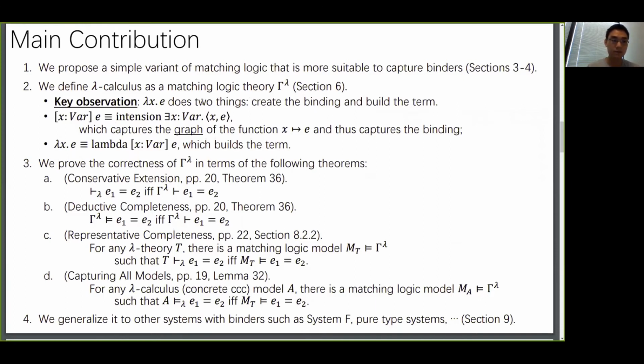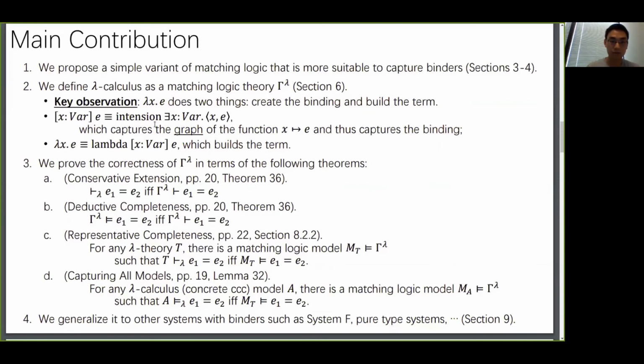Secondly, we use lambda calculus as an example and define it as a matching logic theory, gamma lambda. The key observation is that lambda x. e does two things at a time. It creates the binding of x in e and also builds a term lambda x. e. In matching logic, we separate these two. We first use bracket x e to define the graph of the function that maps x to e. Here, x e is the pair of x and e, and in matching logic, exists means union. So this pattern is the set of all pairs x e, where x ranges over the variables. The intension packs the graph set into one element, which then includes all the binding information. Then we define lambda x. e by applying the constructor lambda to the graph set x e.